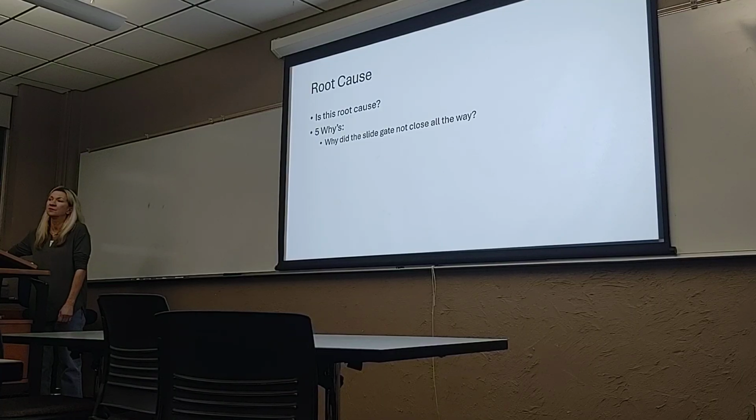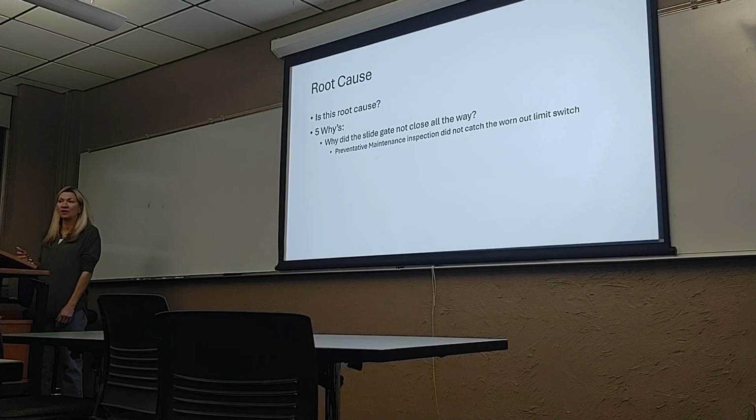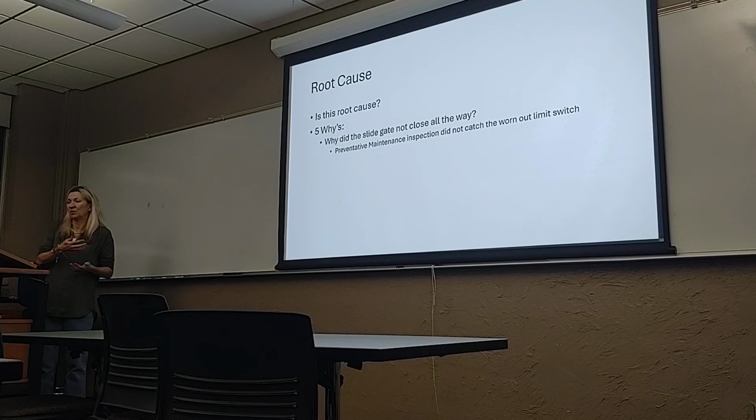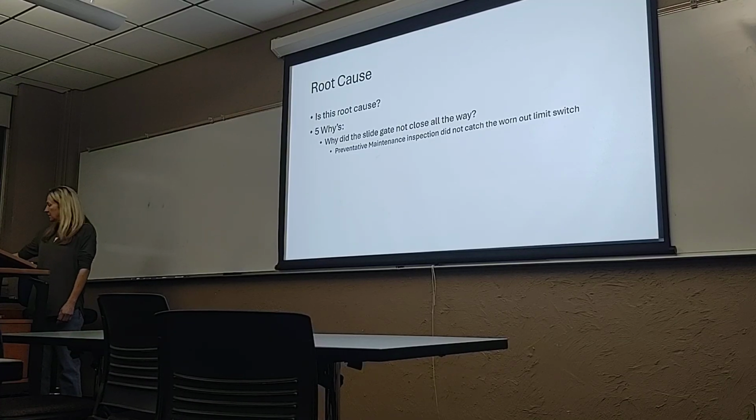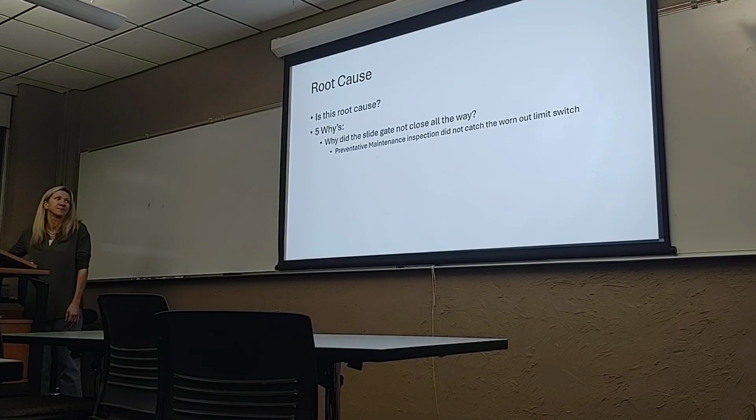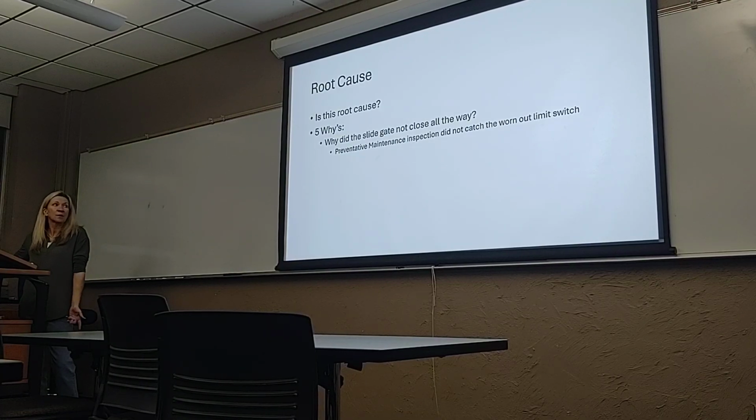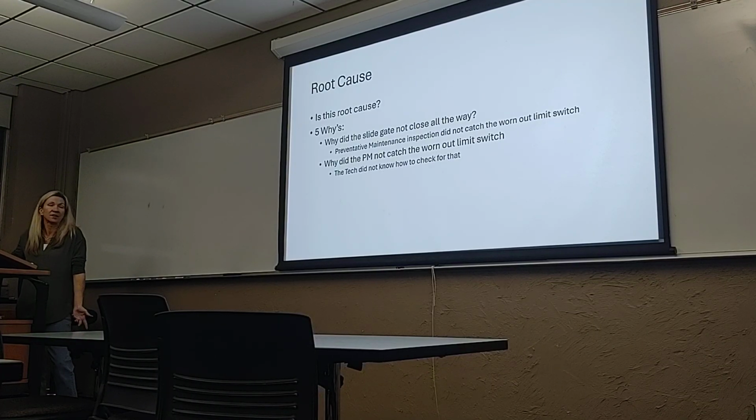So why did the slide gate not close all the way? Well, we found out that we do preventative maintenance, which means they go and inspect things ahead of time before they break down to try to keep them from breaking down. So they'll go and look at component parts on a packing line, and if stuff looks like it's breaking or wearing, they'll replace it so we can try to prevent breakdowns. So the preventative maintenance inspection did not catch the worn out limit switch. Then you go into why did it not catch the worn out limit switch? The tech didn't know how to check for that.